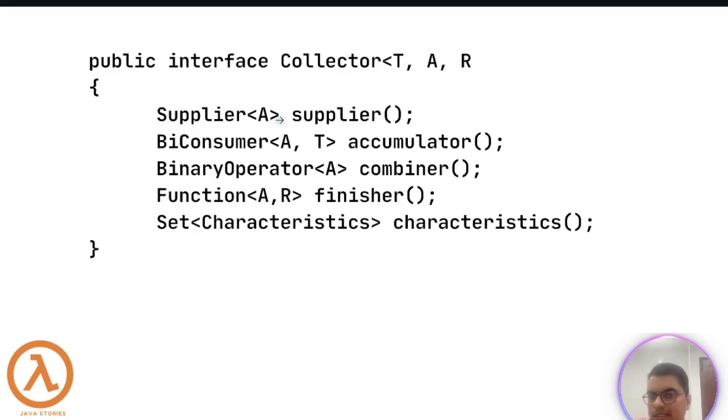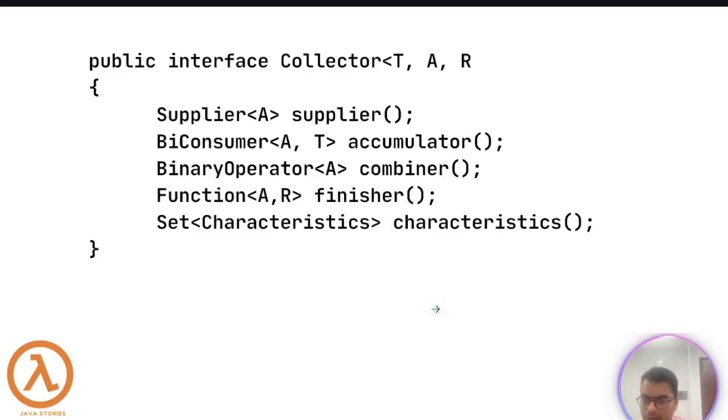In most cases, the finisher is not provided. What that basically means is that the type of the finisher is equal to the type of the supplier itself. So basically it's an identity function. Whatever the supplier gives, we just return the same thing. So if the finisher is not present, then the identity function is itself the finisher, and by default that is the value of the characteristics as well, IDENTITY_FINISH.